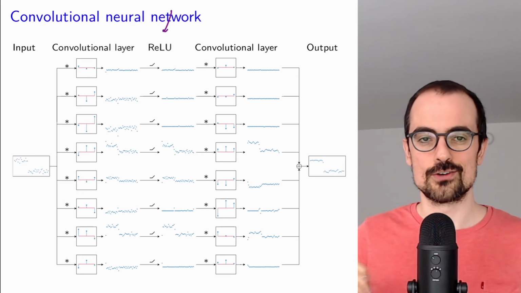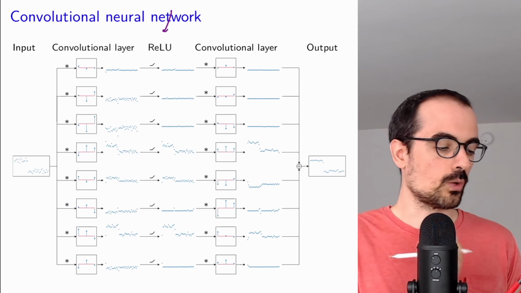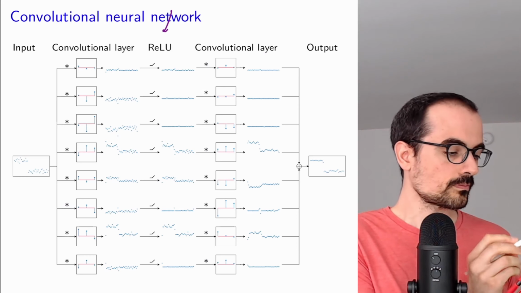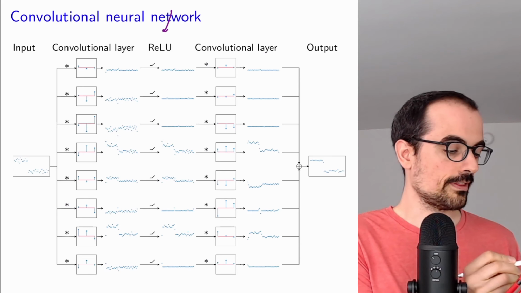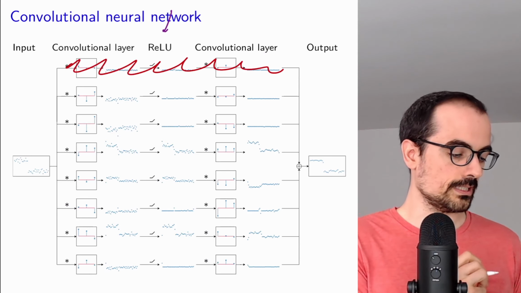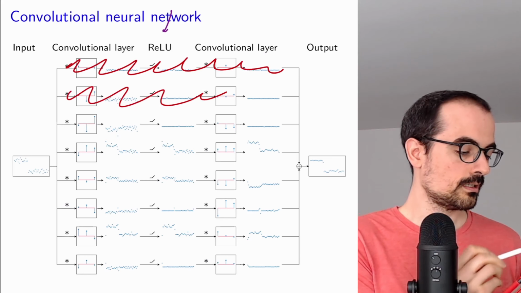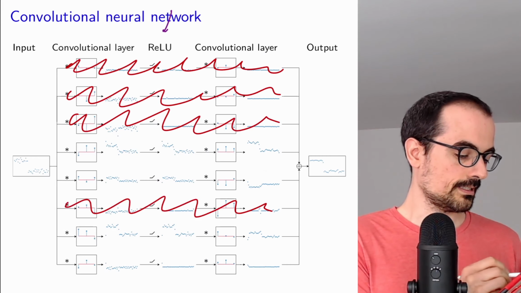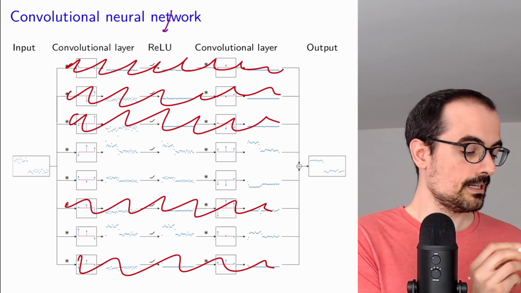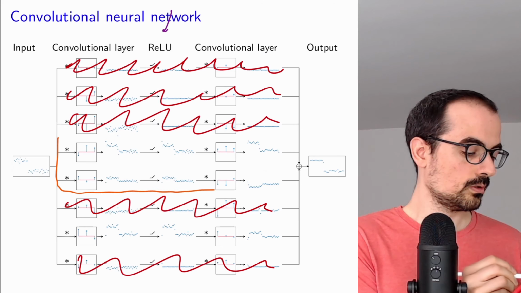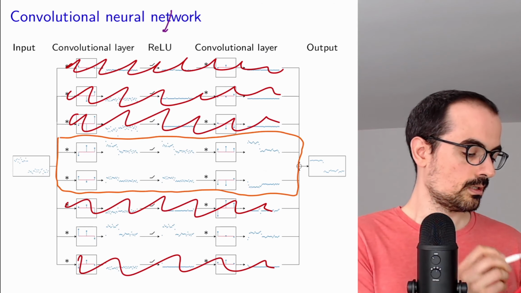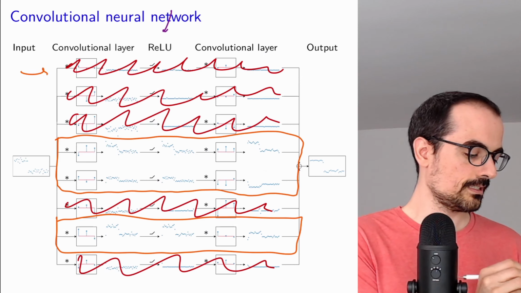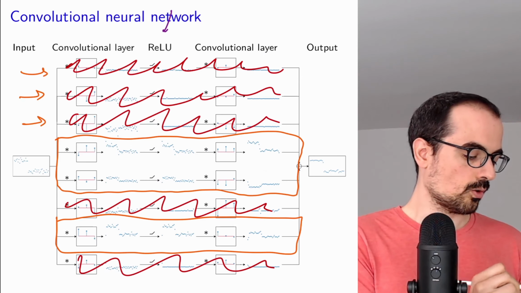Because of the presence of the rectifying nonlinearity, some parts of the network don't really do anything. Here, everything is set to 0, so this is not impacting the output. Same here, same here, same here, and same here. The output is mainly these two channels. I forgot to say, and this is kind of important, each of these is called a channel.